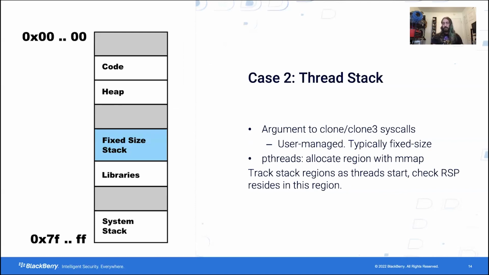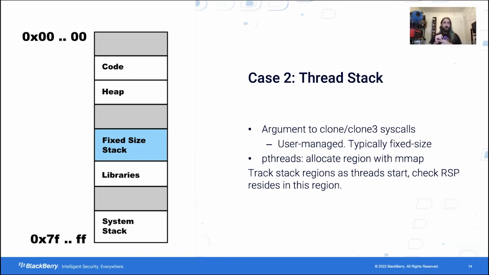The second case is for multi-threaded programs. To create a thread in Linux, you call the clone or the clone3 syscall, and when you're creating a new thread, you need to provide a new SP parameter that tells the kernel where the stack pointer is going to be starting off for this new thread. But the kernel doesn't manage that memory for you at all. It's all up to you, the user, which in practice means that a library or framework that you're using is doing it for you. In the case of pthreads, it just allocates some fixed region of memory with mmap, and then uses that as the stack for that thread.